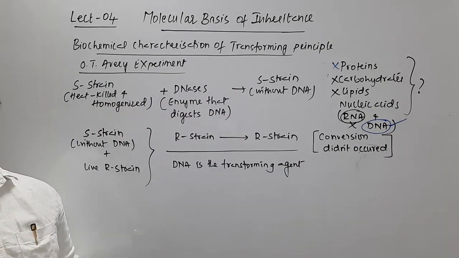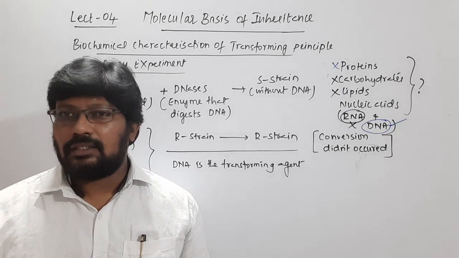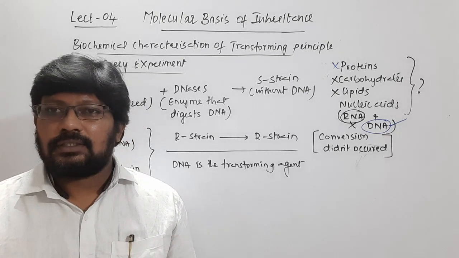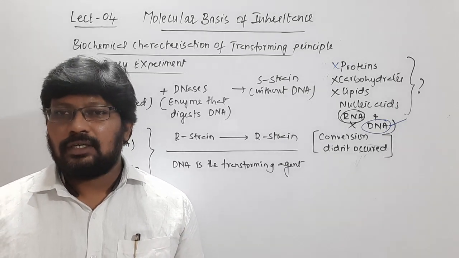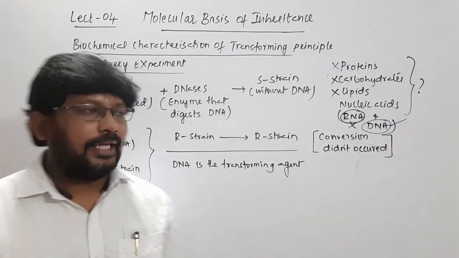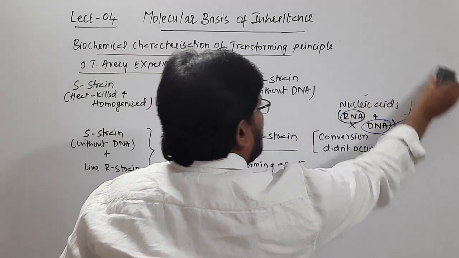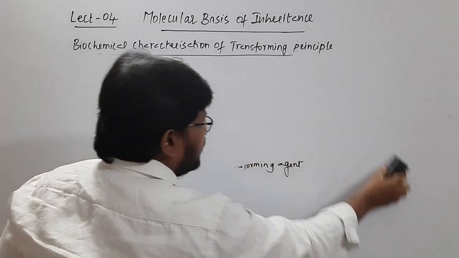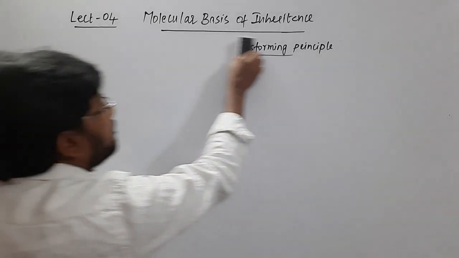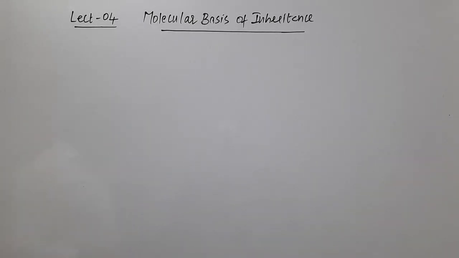But many scientists did not agree because in living organisms the majority of the components present are proteins. So all the scientists thought it's the proteins which are the transforming agents. Now there are other scientists who did an experiment, and they finally proved that DNA is the genetic material. So let's see about the experiment.